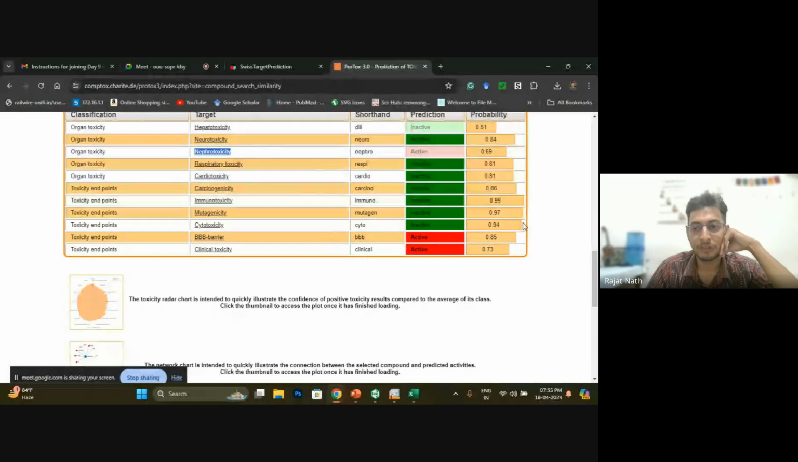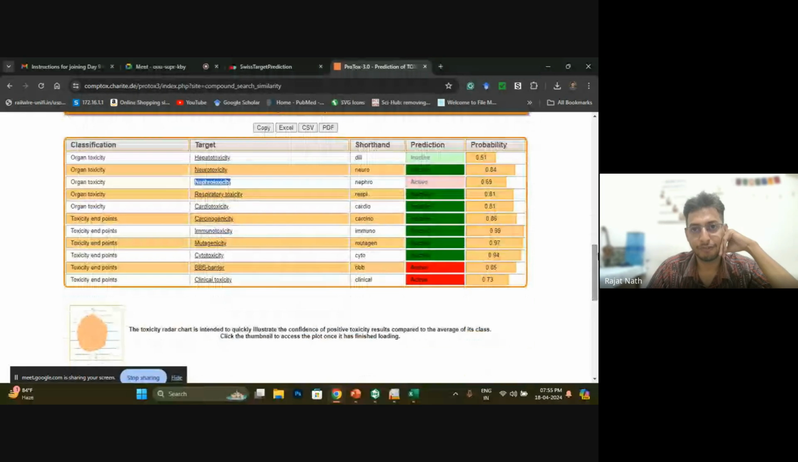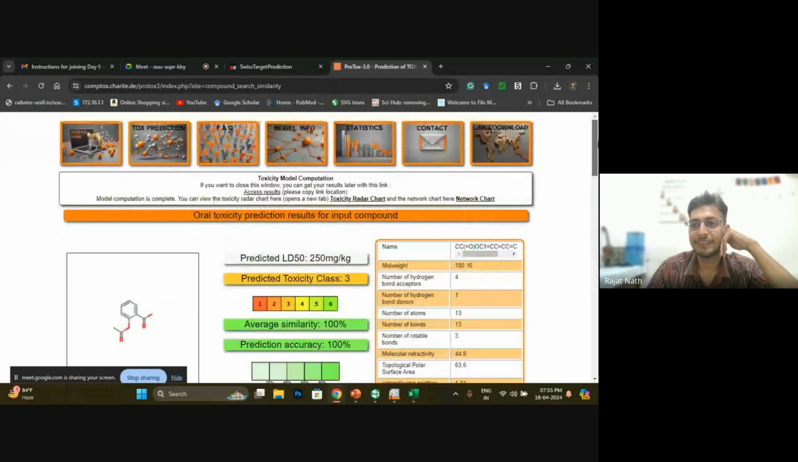Okay, so this is just one prediction of toxicity for your compound. If all the target classifications are showing toxicity, then you should not go for this compound as a drug, because all the organs are showing toxicity. Okay, so like that you can go for the toxicity studies.